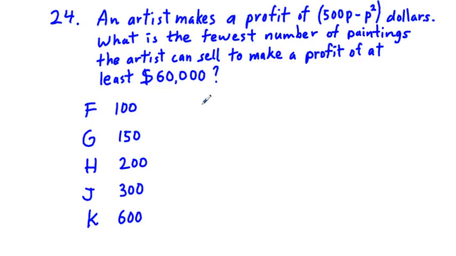An artist makes a profit of 500p minus p squared dollars. What is the fewest number of paintings the artist could sell to make a profit of at least $60,000? So the strategy I'm going to demonstrate here is, when you can't readily recognize what the answer is, pick the one in the middle. So I'm going to use 200 initially.